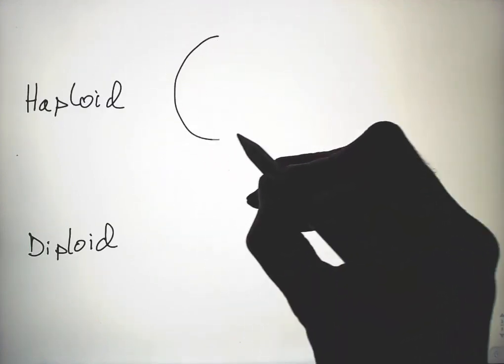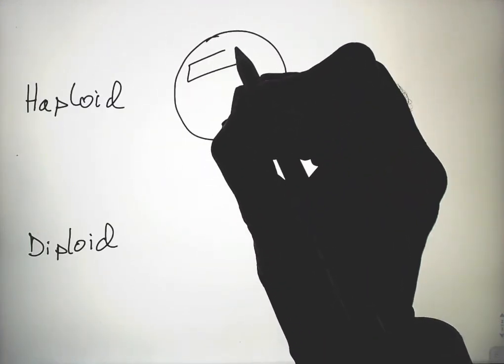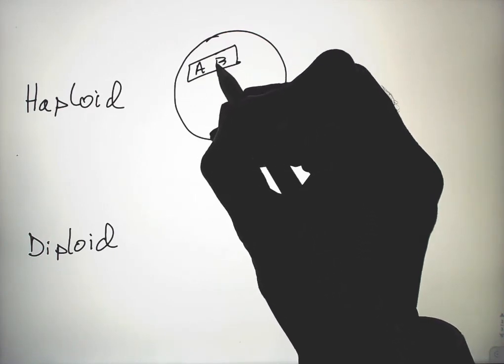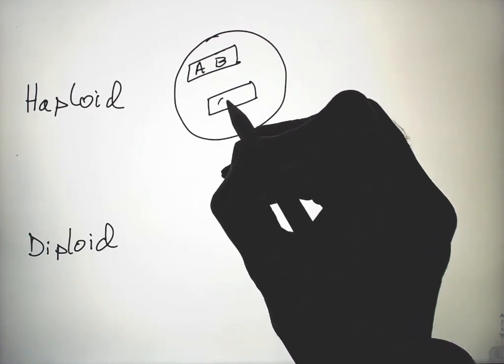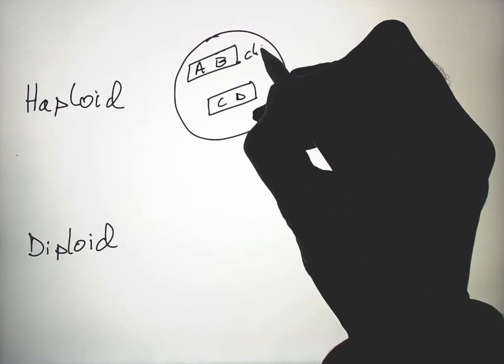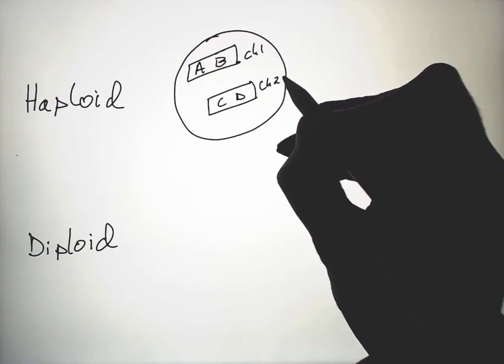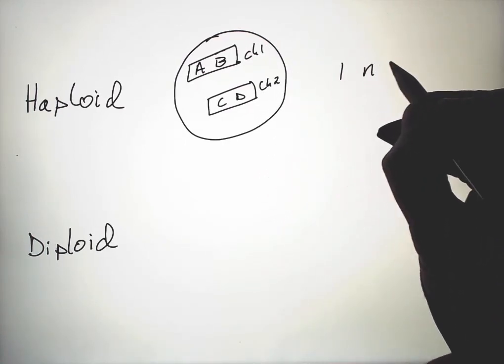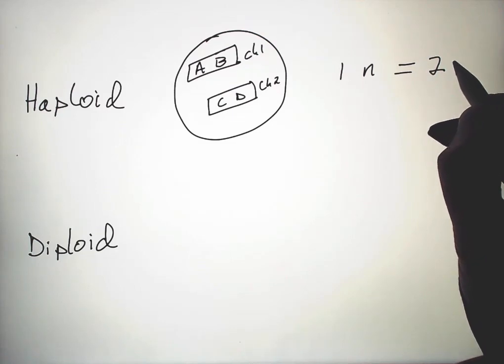So here's a haploid cell. I'm showing a chromosome and a second chromosome, and you can tell they're different because they have different genes, A and B versus C and D. So chromosomes 1 and 2 with 1n equals 2. In other words, 1 copy of each chromosome, and there are 2 chromosomes in total.